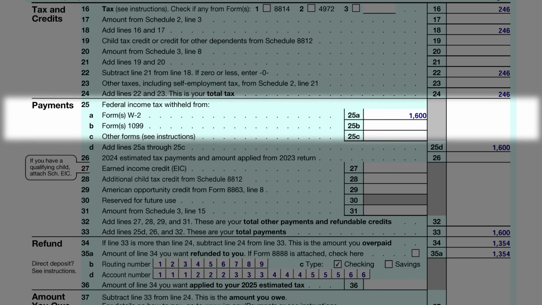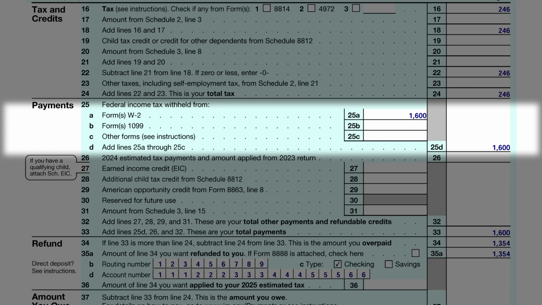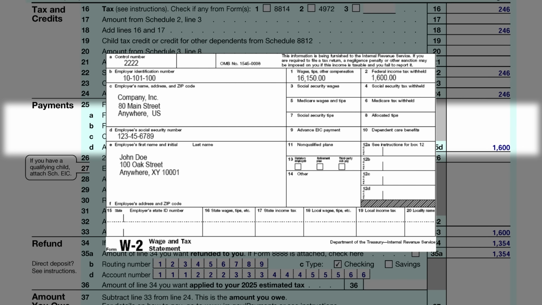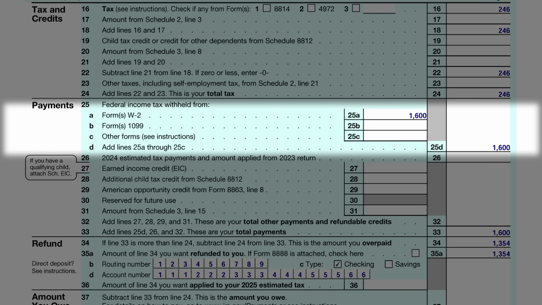John added up all the taxes he paid during the year, including withholding and any estimated payments. The total amount he paid was more than what he owed, meaning he overpaid. That brings us to the refund or amount owed section. If you've paid more than you owe, you'll get a refund. If you've paid less, you'll need to pay the remaining balance. John had overpaid, so he's getting a refund. He entered the overpayment amount and decided to have the full amount refunded.